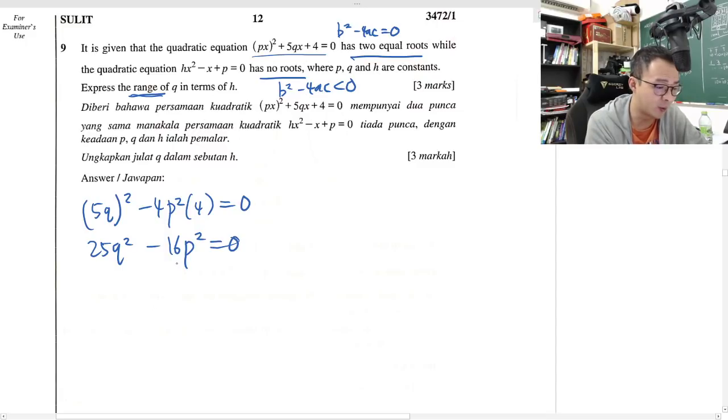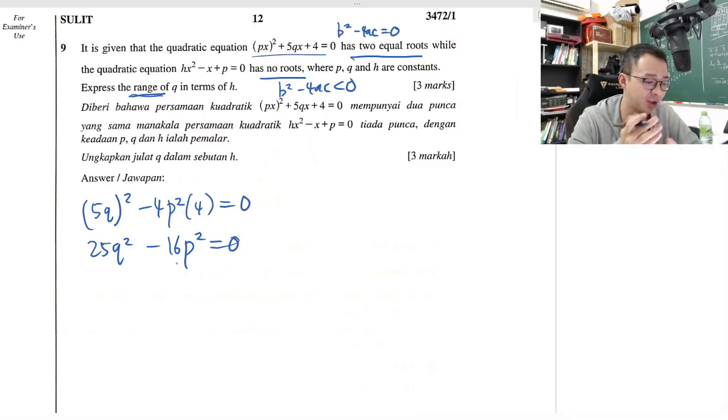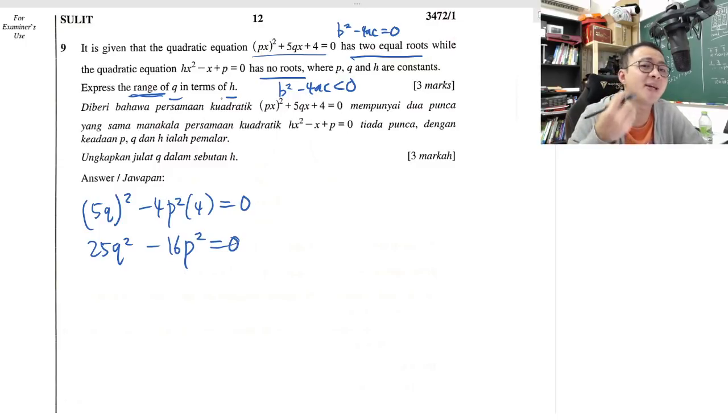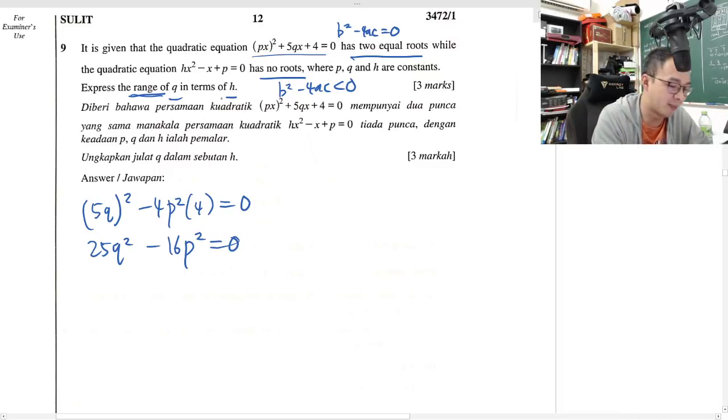Maybe I will want to make P the subject. Why will I choose to make P the subject, not Q? Because in my final answer, I want to have Q and H, but the final equation doesn't say anything about P. So that means I can make P the subject, then sub into another equation which has P. Then after substitution, P disappears, so we have no more P over there. They just want it in terms of Q and H. So I make P the subject.